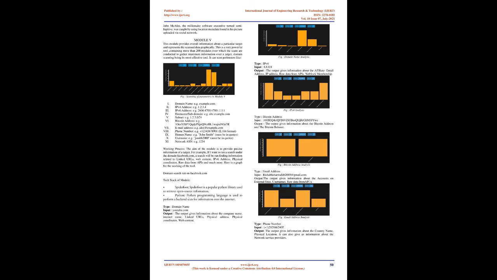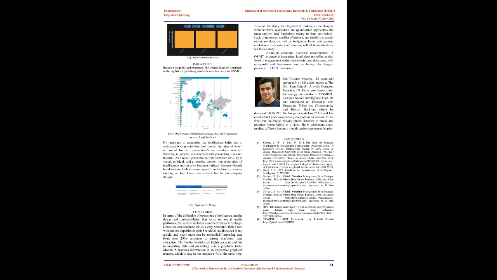Working process: the aim of the module is to provide precise information of a target. For example, if I want to run a search under the domain facebook.com, a search will be run finding information related to linked URLs, web content, IPv6 address, physical coordinates, raw data from APIs and much more. Here is a graph for the working of the tool. Domain search run on facebook.com.